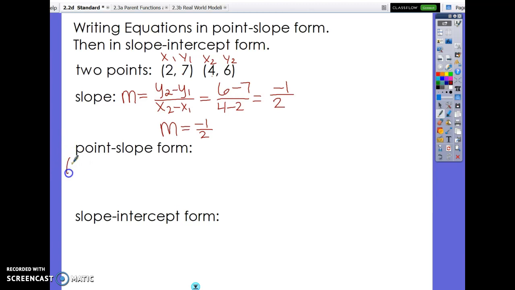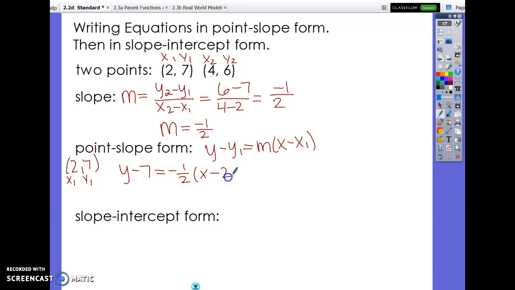So I'm going to look at the point (2, 7). If I'm looking at (2, 7), that means that 2 is my x1, 7 is my y1. And we're going to, again, plug that information into our point slope form. Well, y minus 7 equals negative half times x minus 2. All we did was plug in our m, and then we used one of our points to plug in our x1, y1. We could have used the other point.